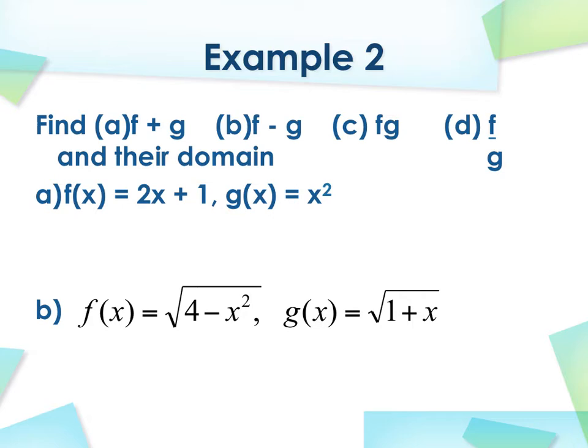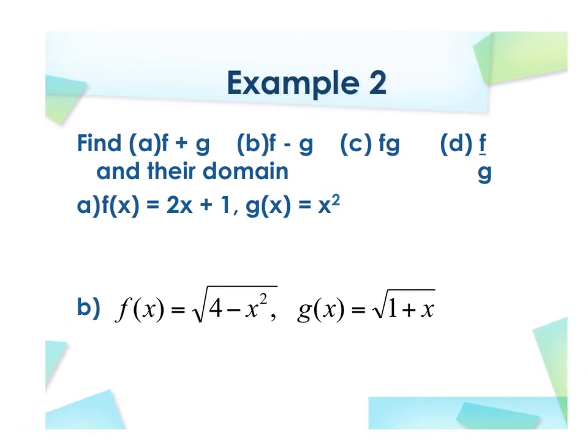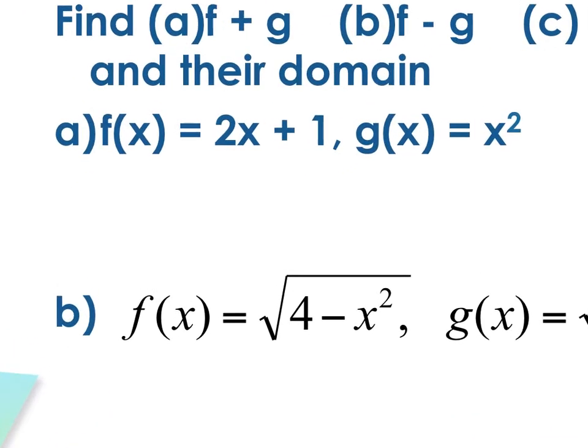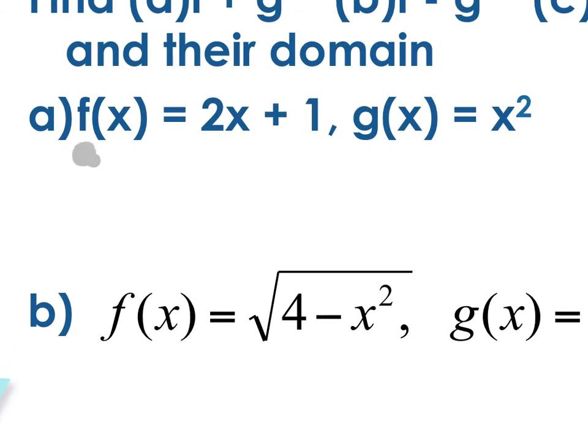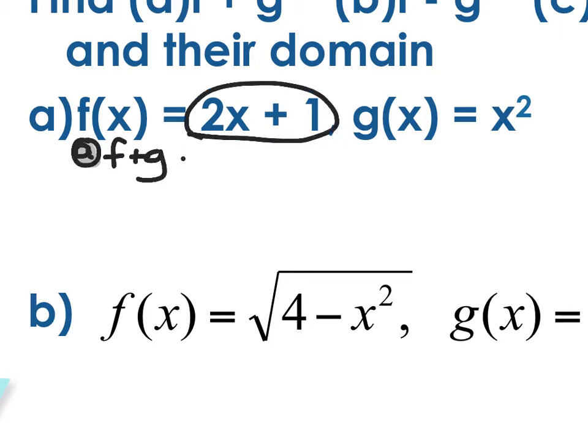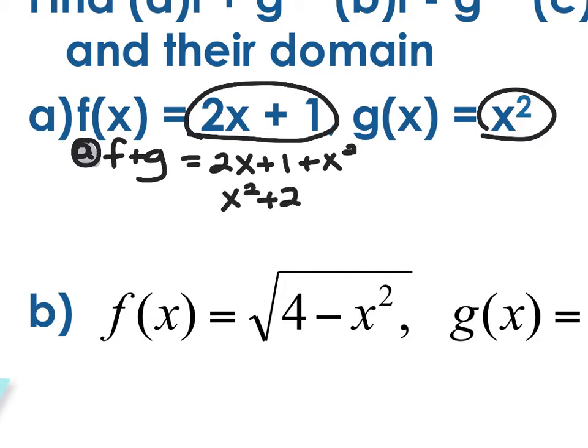And then you get the expressions. So this is much more common. It says find A, f plus g, B, f minus g, C, f times g, and D, f over g. And then their domain. So I'm going to start with A, which is f plus g. Which means I'm taking 2x plus 1, and I'm adding to it x squared. See if you can simplify, combine like terms. You can't, so I would typically just put this in decreasing degree order. And that is f plus g of x.